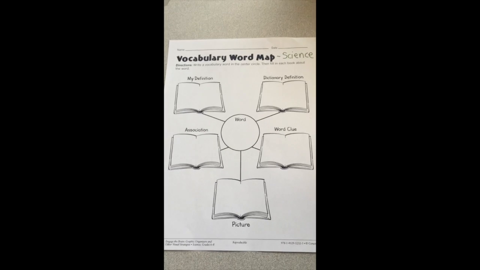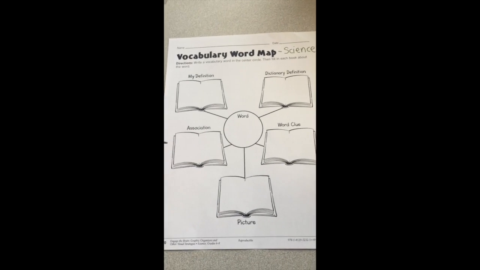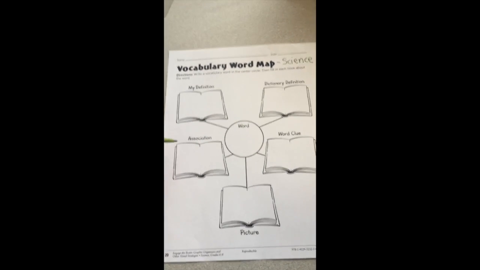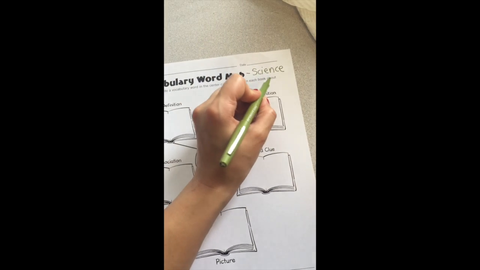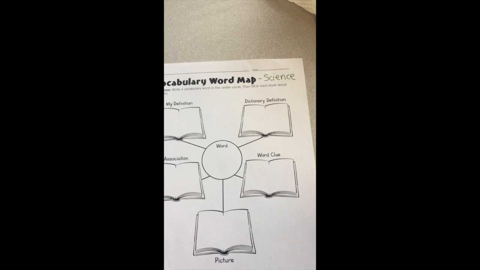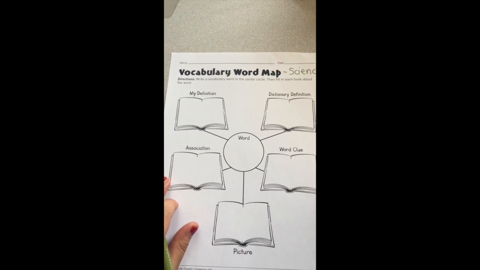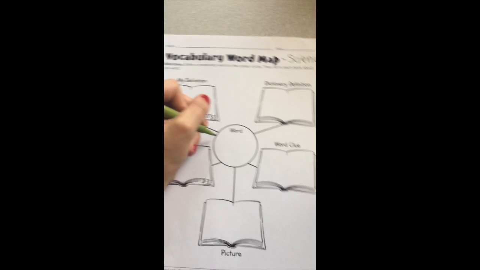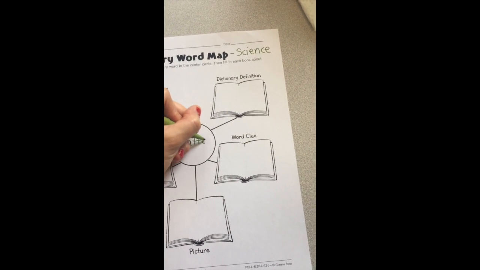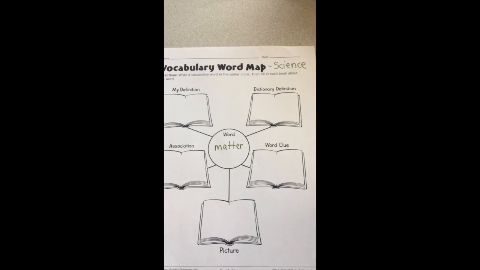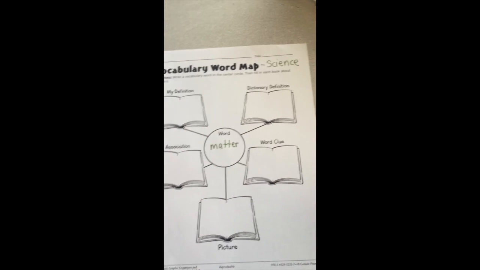Now I will provide you with a video demonstration of how to complete a vocabulary word map. Now there are many different kinds of vocabulary word maps, but this one I am going to use for science in particular. Now a 4th grade science word could be, for example, the word matter. Now, after looking it up in the dictionary, the definition is, first of all, it is a noun.